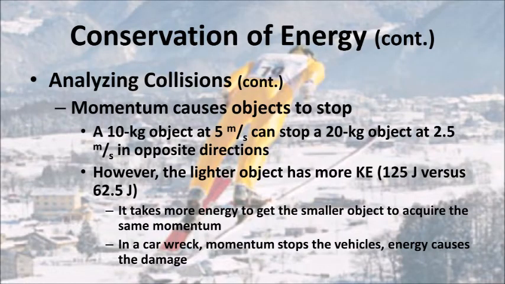In a car wreck, momentum is what's going to stop the vehicles. The energy is what is causing most of the damage. The crinkling of the metal, those types of aspects is where the energy is now being released in some other form. Now let's take a look at another scenario.